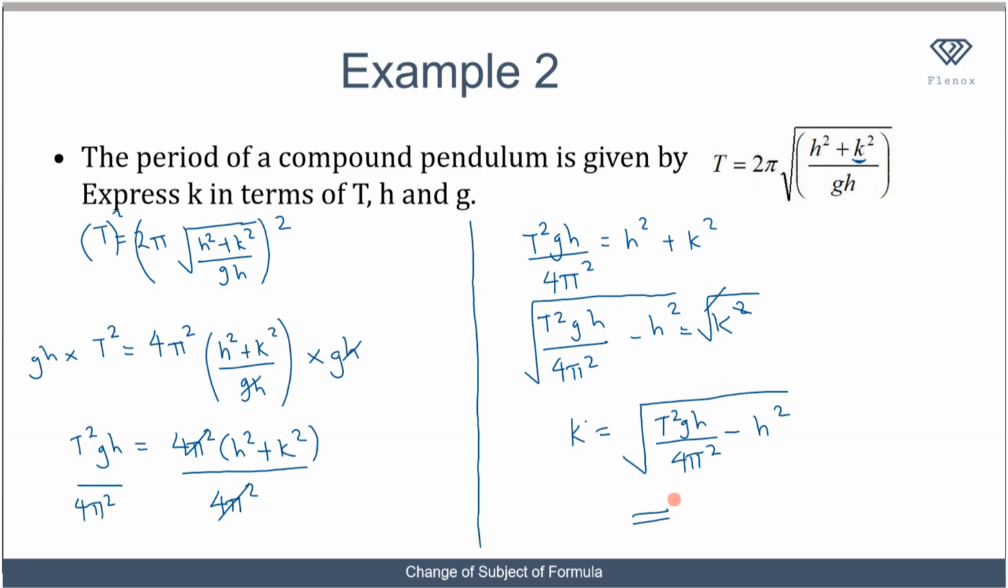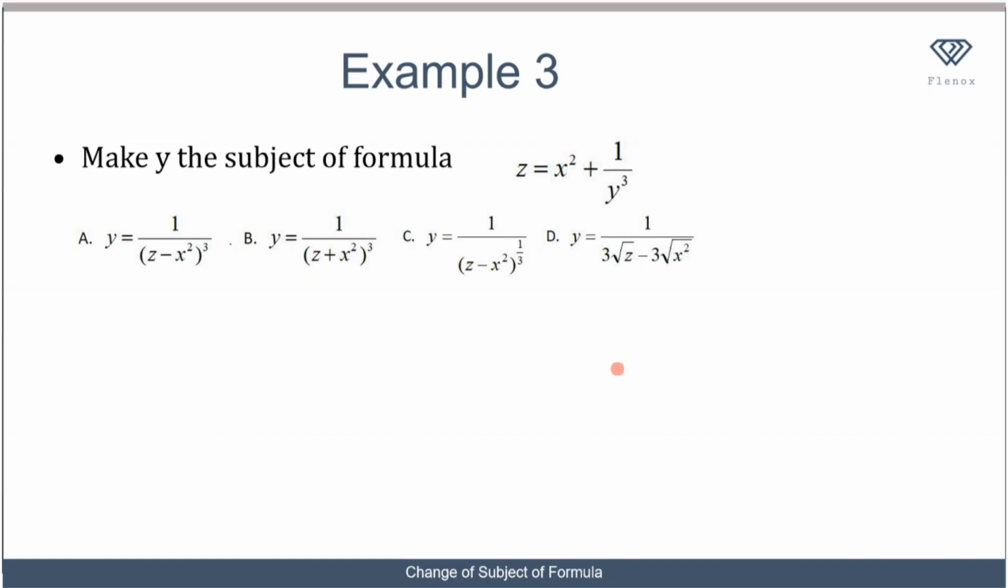So let's look at a final example, and this example is actually gotten from a JAMB question. So this is an actual JAMB question, and I want you to pay really close attention to this. In this case, we are told that z is equal to x squared plus 1 minus y cubed, and we are told to make y the subject of the formula. So let's write it. This is the same thing as saying x squared plus 1 over y cubed is equal to z. It means the same thing.